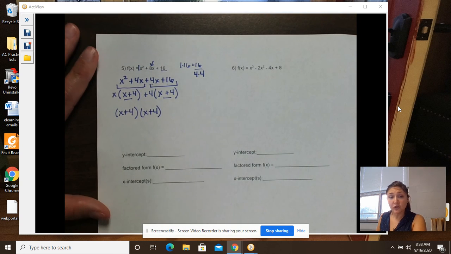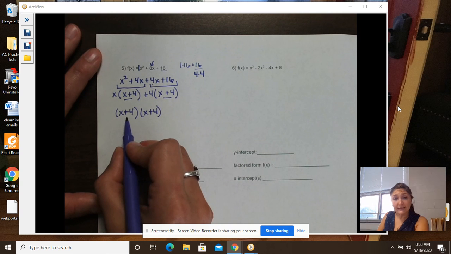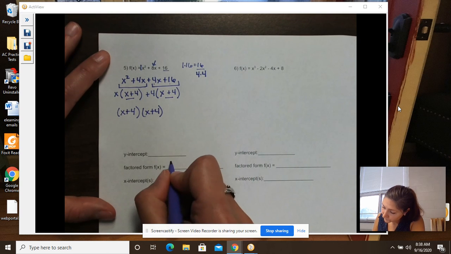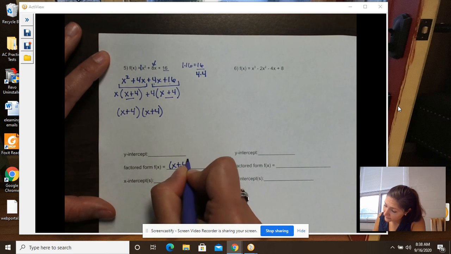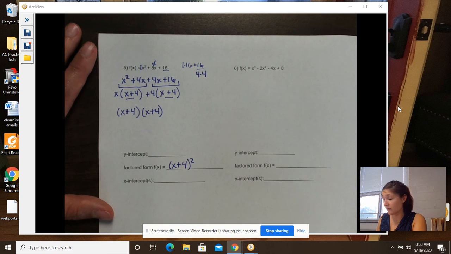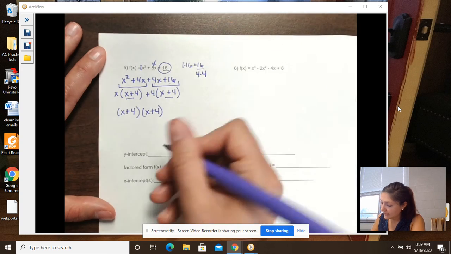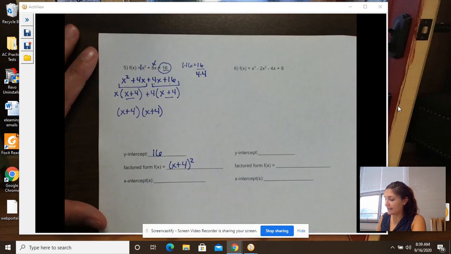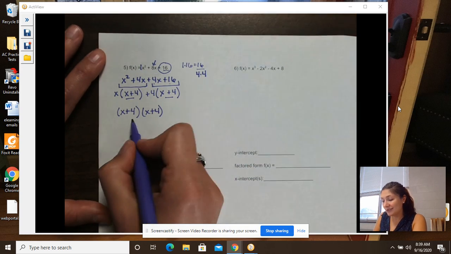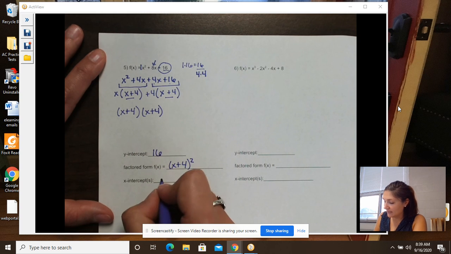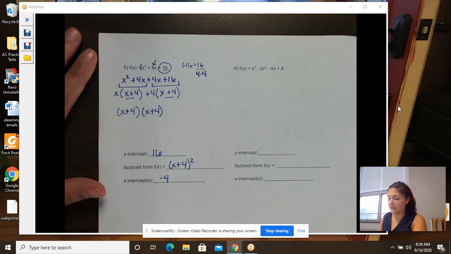We have the same factor twice again here. You can write this as x plus 4 times x plus 4. Or I can shorten it to x plus 4 squared. That's also fine. Our y-intercept would be that constant term at the end, 16. And then our x-intercepts, it's just going to be the same thing both times. I would get negative 4 as my x-intercept here.